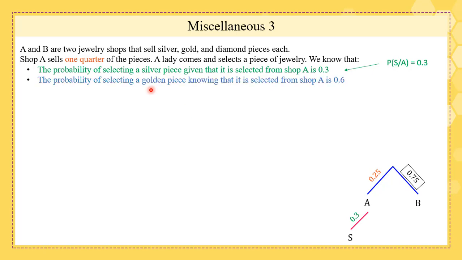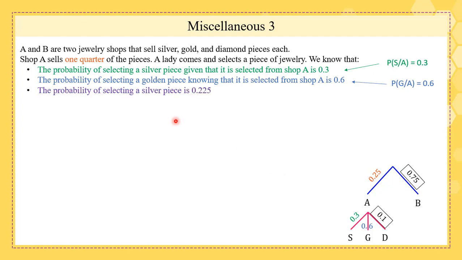Now, the probability of selecting a golden piece knowing that it's selected from shop A is 0.6. Also, if we translate it, we get the probability of G given A, and this is put here on the tree as 0.6. And we can tell from here that for diamond, if this is 0.3 and this is 0.6, this would be 0.1 because the sum is 1.